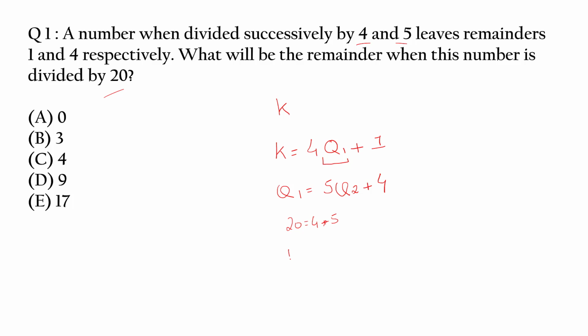So if you replace q1 in the first equation, you get 4 into (5q2 + 4) + 1, which is 20q2 + 17. Now since q2 is a positive integer, when you divide k by 20, it leaves you with q2 plus 17 by 20. So the remainder here is 17. So the answer to this question is E, 17.